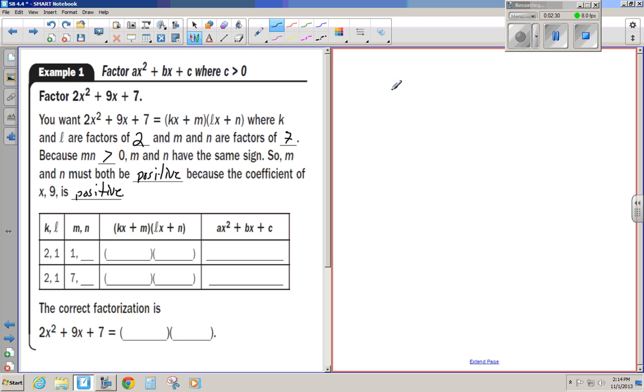If you have 3x squared plus 4x plus 7, notice that all of the signs are positive. So if all are positive here, all are positive over here.